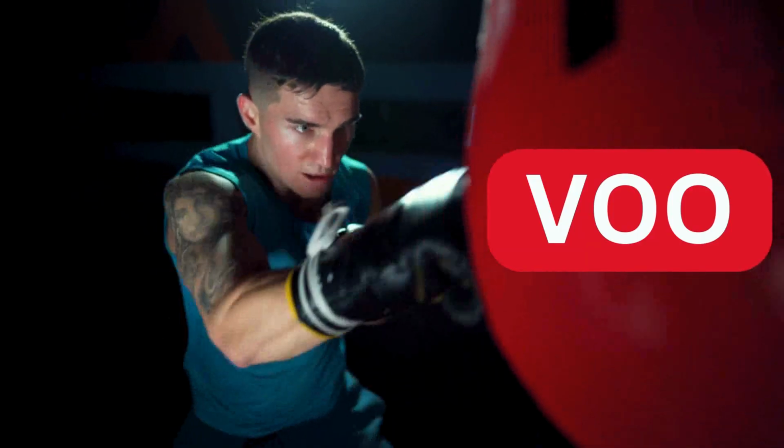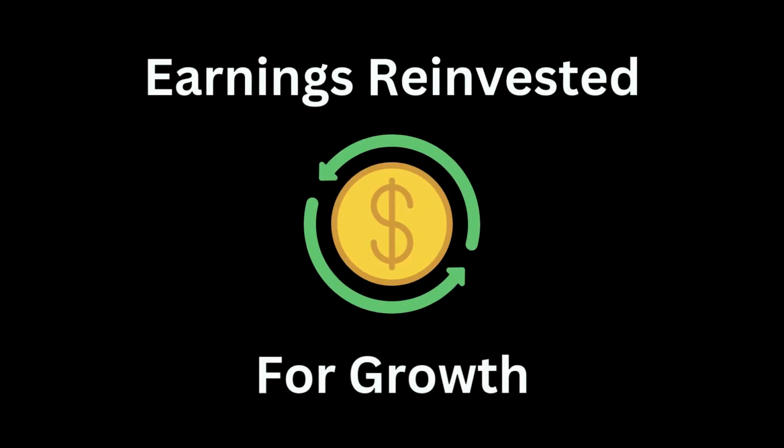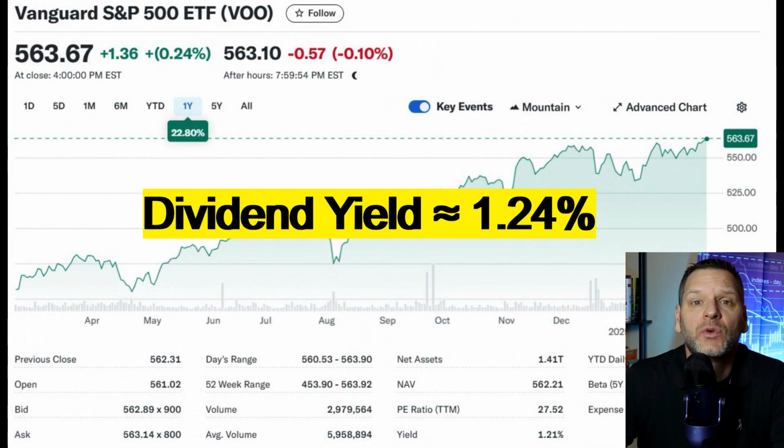Taking a look at VOO, while its primary goal is to mirror the S&P 500 performance, it also distributes dividends with a lower yield compared to SCHD. This is because many of its holdings reinvest earnings to fuel growth, rather than distribute them as dividends. VOO's dividend yield stands at approximately 1.24% as of February 2025.